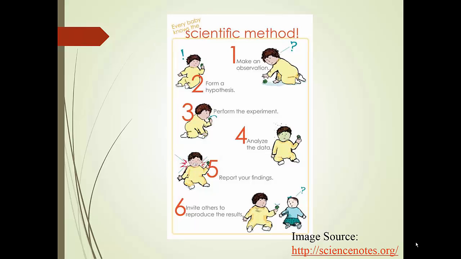Here's an image source from sciencenotes.org, calling on a broadly scientific method: we make an observation, we form a hypothesis, which is a best guess, and we perform an experiment. In this case, we would look more deeply at a child's background and talk to others. That would be the interpretation in an education setting of performing an experiment. We would analyse all the data that we've gathered. We would report our findings, in this process by producing a behaviour support plan, and inviting others to reproduce the results.